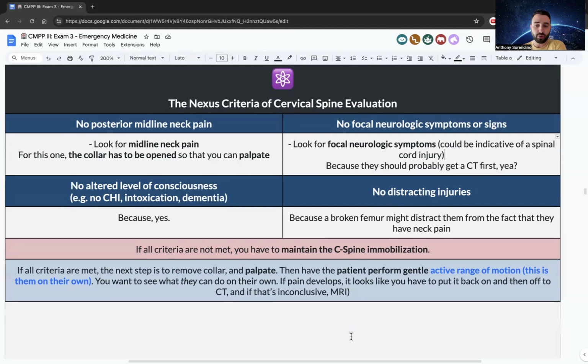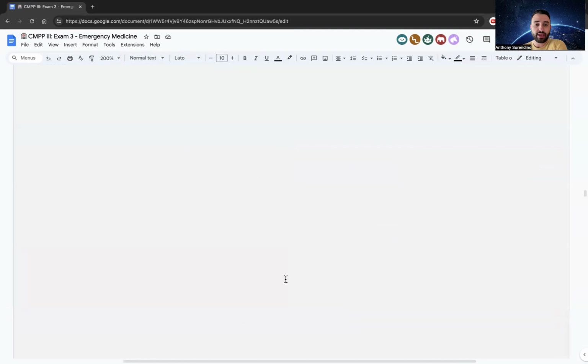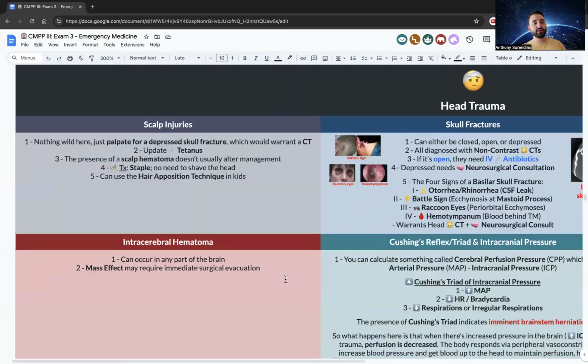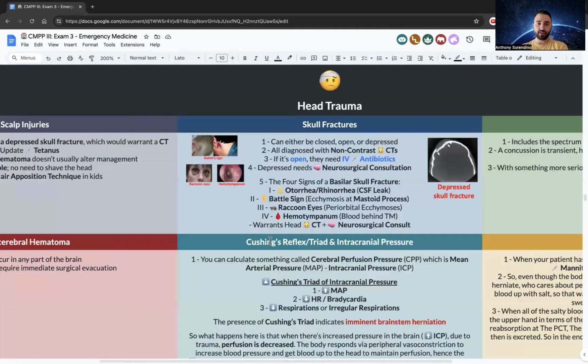So I think that's really important. So you've got to send them over to CAT scan or, if not, MRI. All right, we'll try to go through these. Scalp injuries, you can staple, you can use the hair apposition technique.